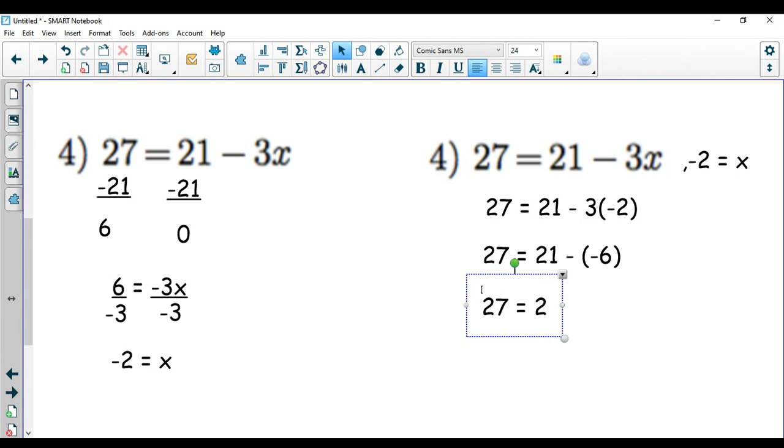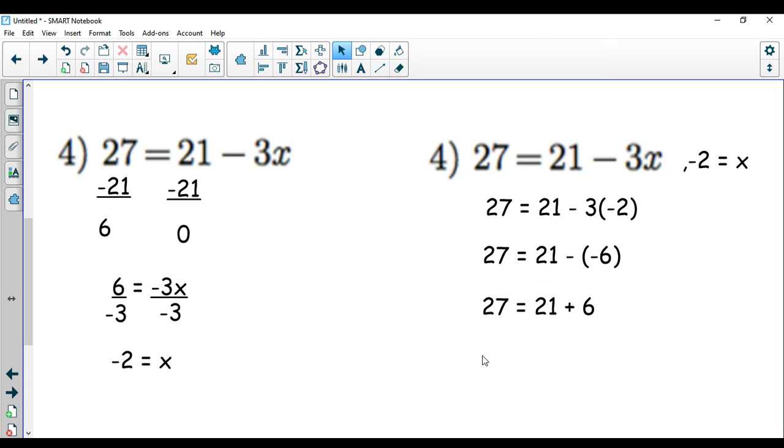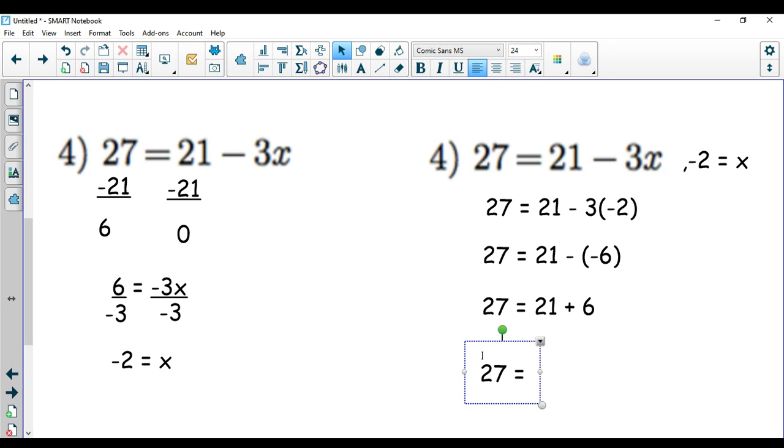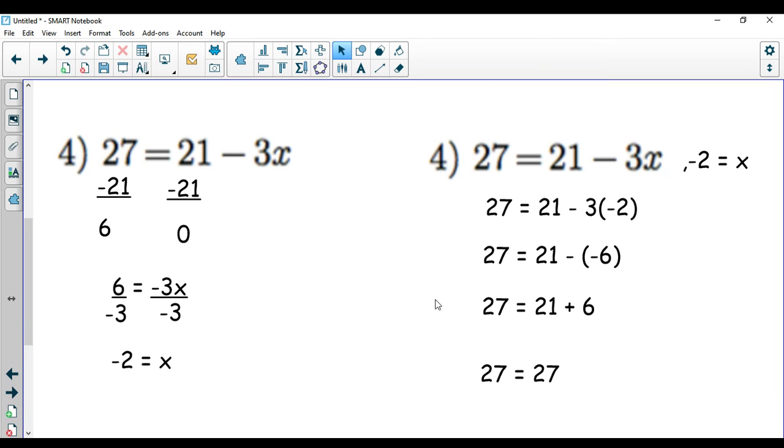27 equals 21, add, changes to add. What's opposite of negative 6? Positive 6. 21 plus 6. 27 equals 27. Left side equals right side. Therefore, our answer, once again, is correct. Hopefully this helps you, grade 9s. Everybody take care.